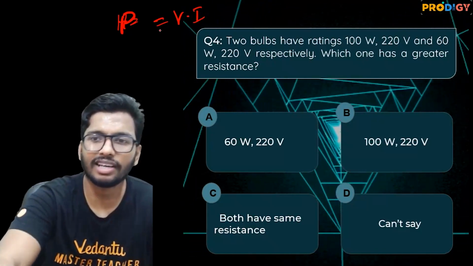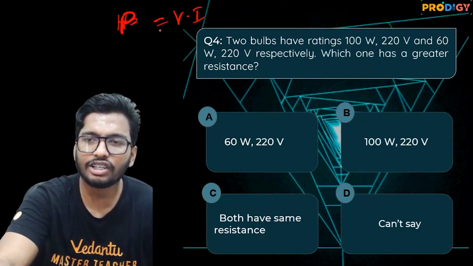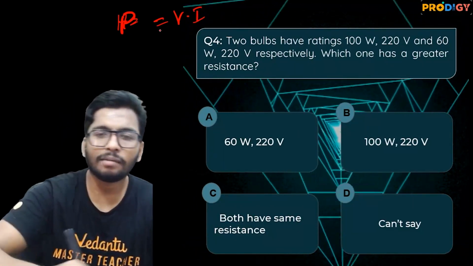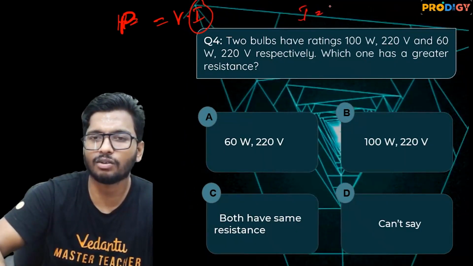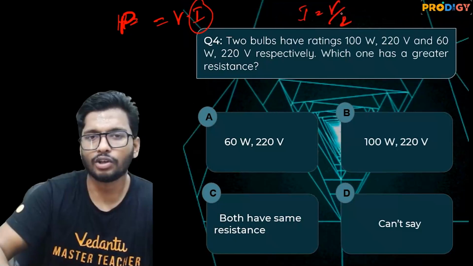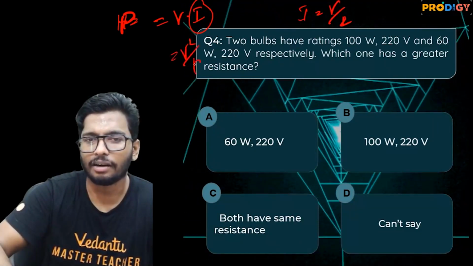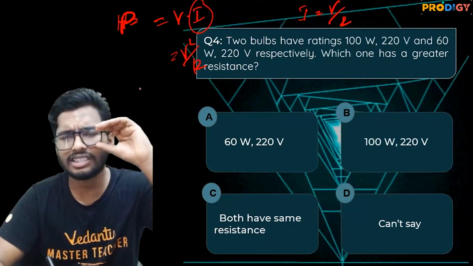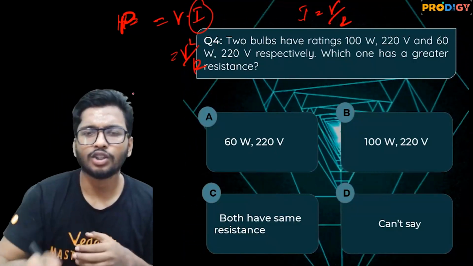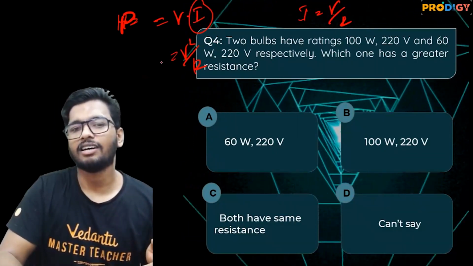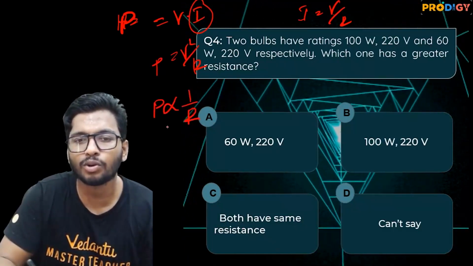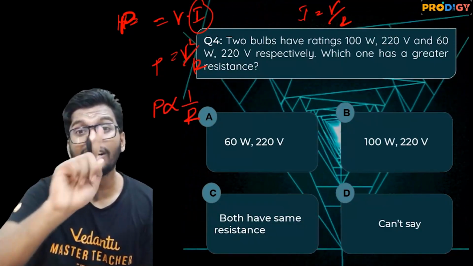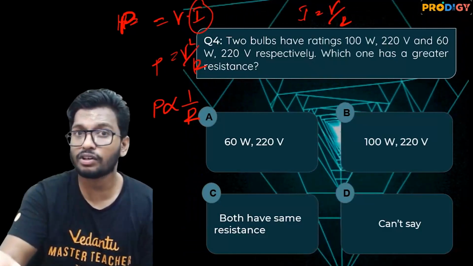Here, if you look at it carefully, guys, the voltage is constant. So in place of I, what I'm going to write is I equal to V by R from Ohm's law. So I can write it as V square by R. Now for both of them, the voltage is same. It's 220 itself. So because the voltage is same, I can say that power is indirectly proportional to resistance.